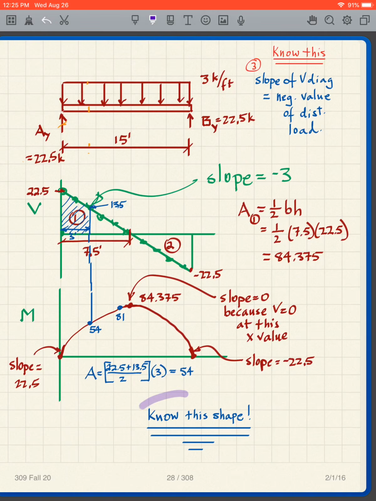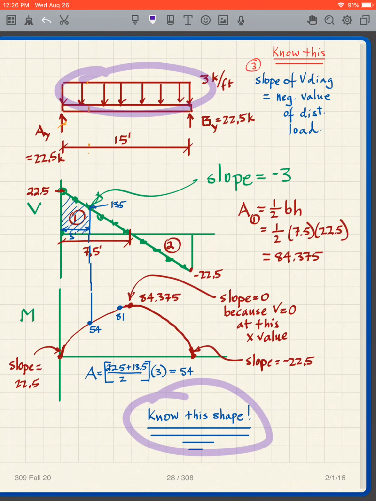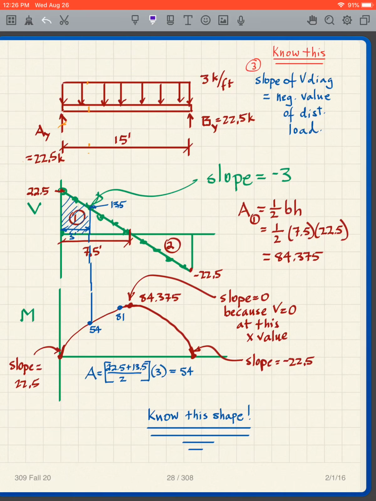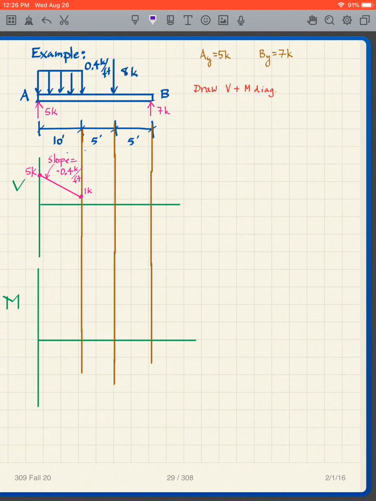Okay, so what I want you to do is know this shape in both ways. I have my uniformly distributed load, which gives me this bow tie shape in a way, and then basically an upside down parabola for my moment. You need to know that because we're going to see it over and over and over again. So know this shape. Okay, all right, I'm going to stop there.